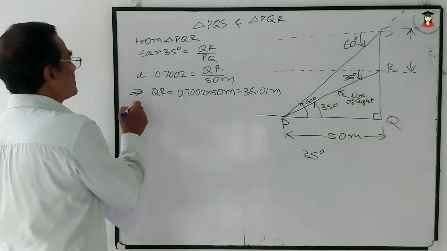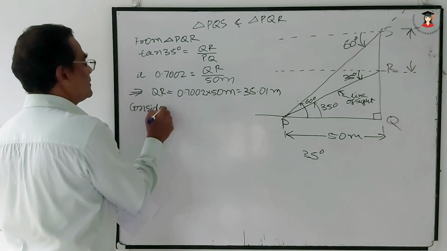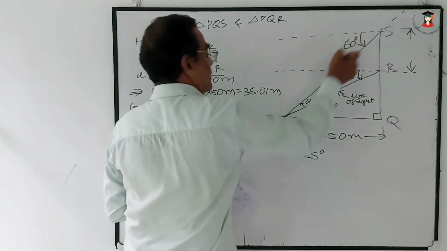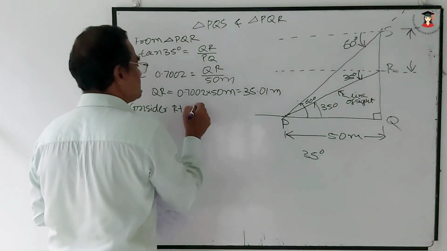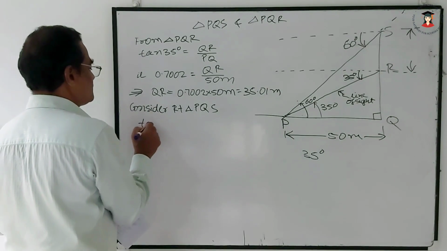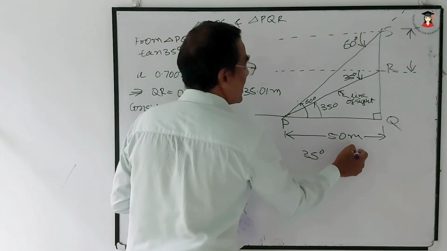Now let us consider right triangle PQS. Again take the tan ratio. Here see, PQS is that triangle.